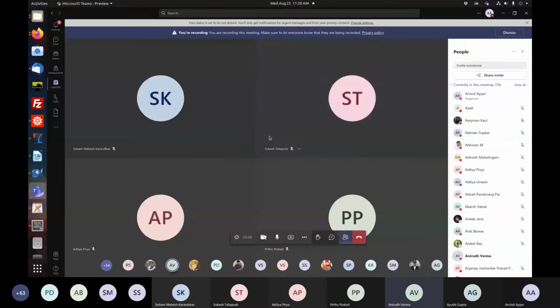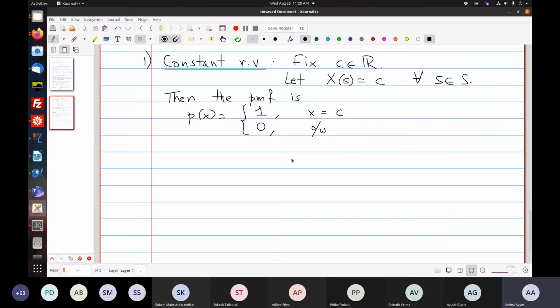So please repeat once again, sir, this point. Okay, sure, Anirudh. So what is the point? I have some experiment, so I have some sample space. And I'm saying that no matter what outcome happens, I'm going to declare that my random variable is C. In other words, it's a deterministic random variable. So let me emphasize that: there is no randomness at all. My random variable outputs C no matter what happened. So it's deterministic, and that's why it's boring. There is no randomness there.